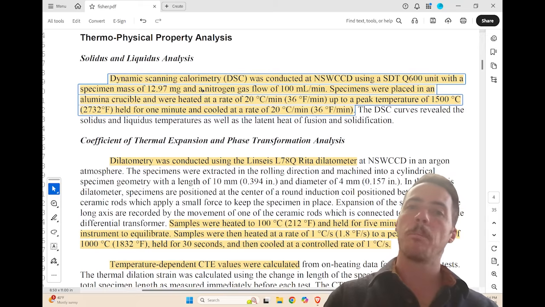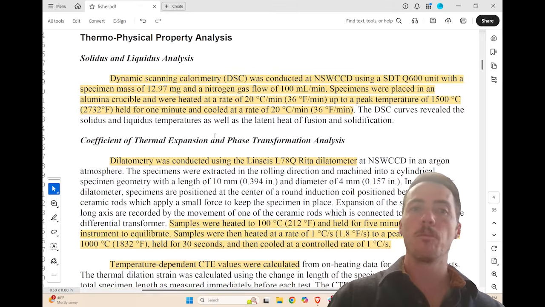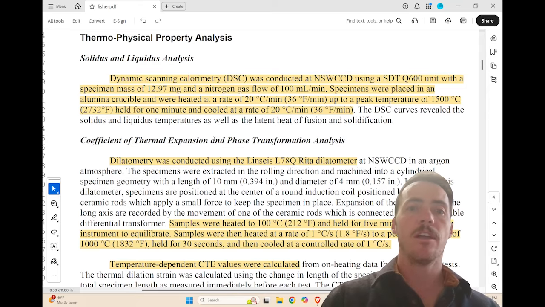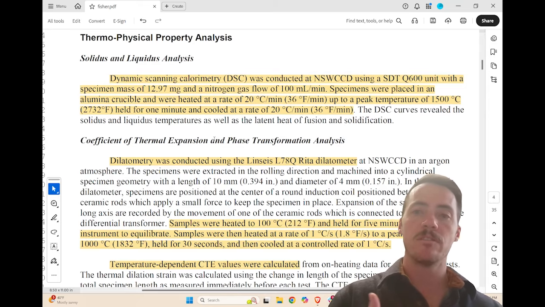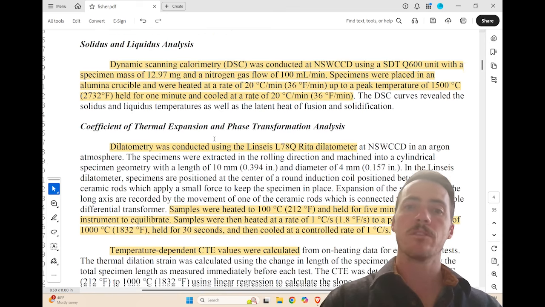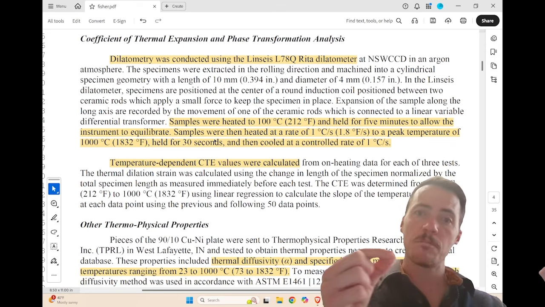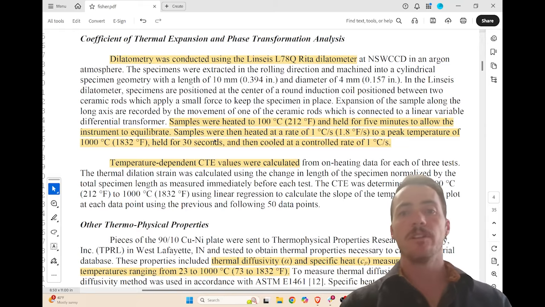And then comes the actual properties they measured. So let's begin with the thermo-physical ones. They did DSC from basically room temperature all the way up to 1500 C. They carefully measured this so you can see the DSC curves to see solidus and liquidus temperatures, latent heats of fusion and solidification. Then they did another thermal measurement. They did thermal expansion using a dilatometer. They measured how much this thing expands in an argon atmosphere. They did it again up to high temperature, up to 1000 degrees Celsius.